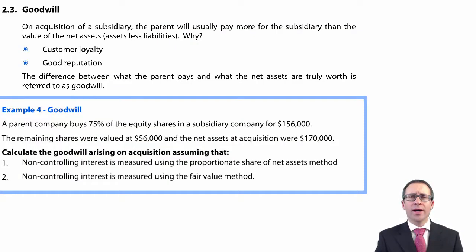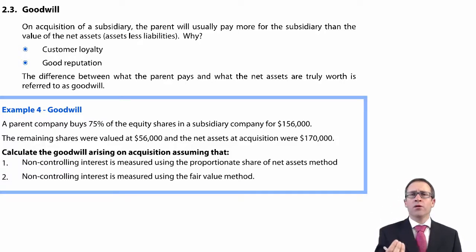So we're now going to go through and look at how to calculate another key balance, having already calculated group retained earnings and non-controlling interest. We're now going to move on and calculate your goodwill. Goodwill appears as a non-current asset within the group statement of financial position. It is also an intangible non-current asset. And we need to be able to look at how to calculate it and essentially why it arises in the first place.